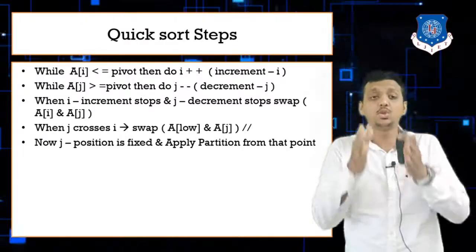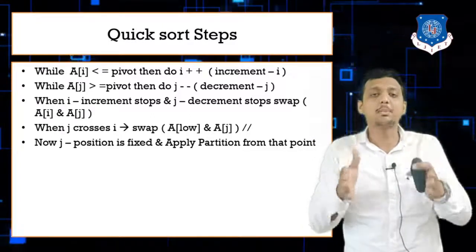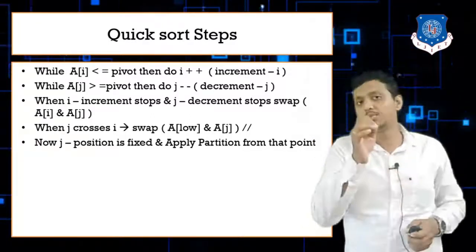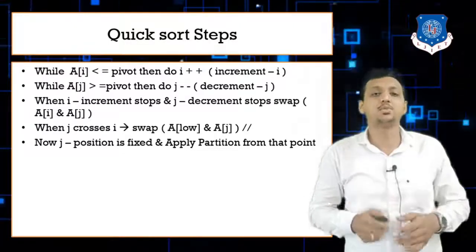Then you need to apply the partition from that point. So you need to divide your whole list into two parts where you swap A of j and A of low. So where to divide the list? You need to divide the list from the j position.